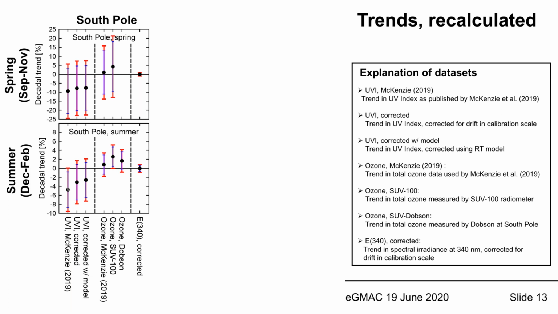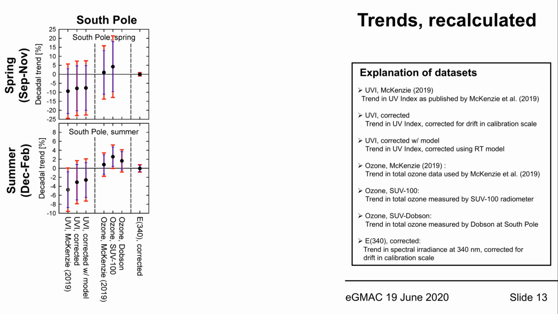And that's the third data point. The next points relate to trends in total ozone. And as you can see, these trends are positive. The fourth data point is the trend in total ozone as published in the paper by McKenzie, and the second one is the trend calculated from total ozone measurements of the SUV instrument, which is larger, and finally the trend in the Dobson, which is also at the South Pole.